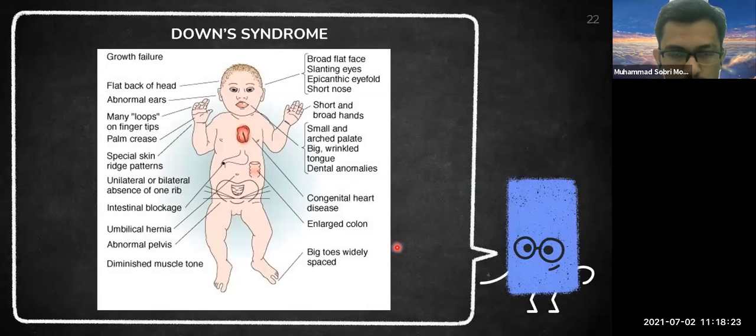And next is also Down syndrome. So it can be presented with short stature and all these features.